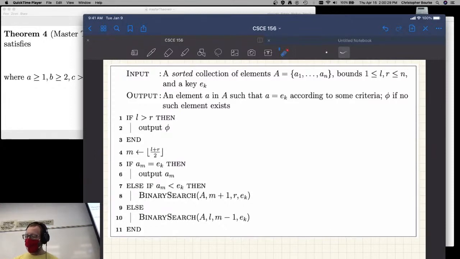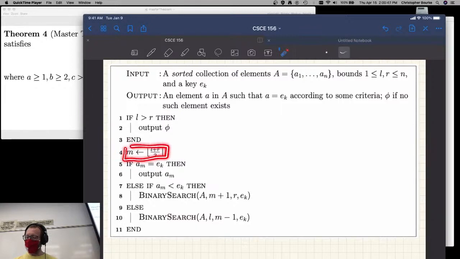All right, you've got these two indices. This is the recursive version. So you've got these two indices that start at 1 and n, and eventually you're coming in on each other. The second that they pass, you output phi because it was an unsuccessful search.